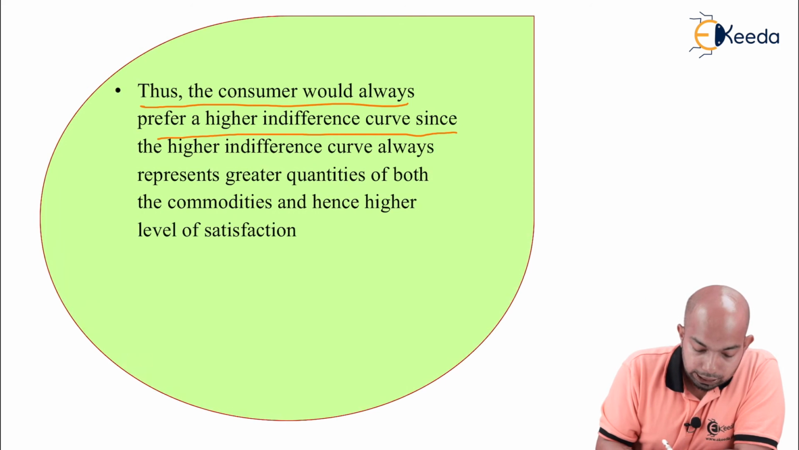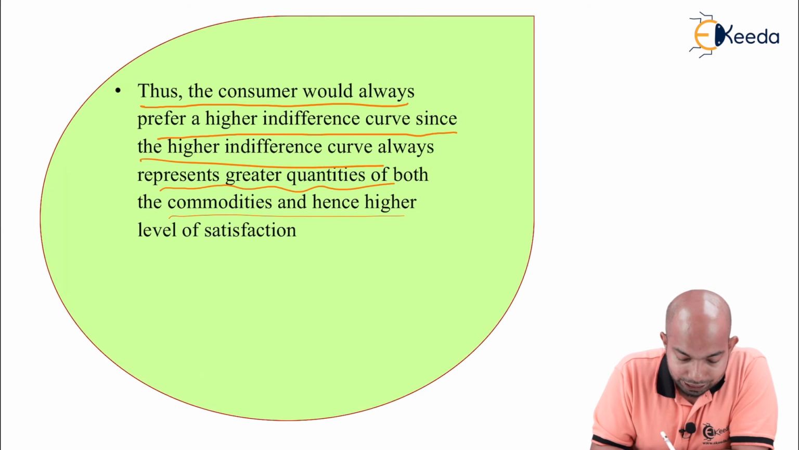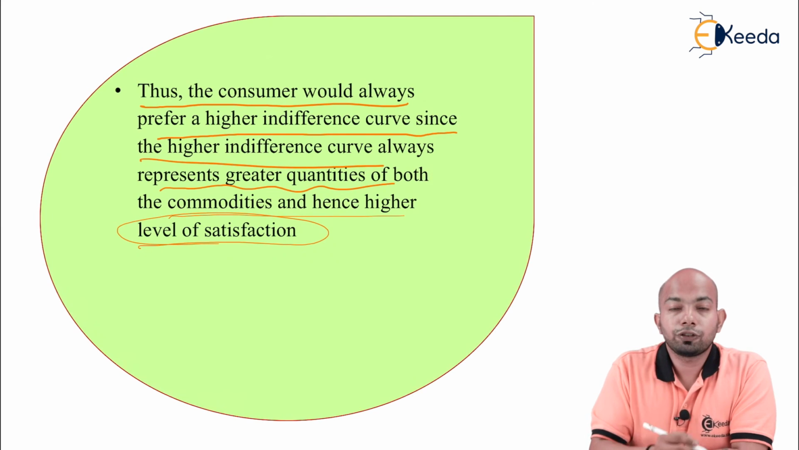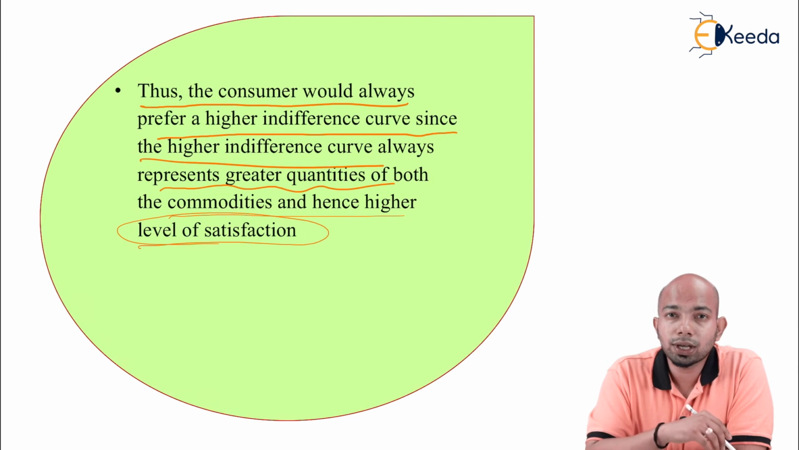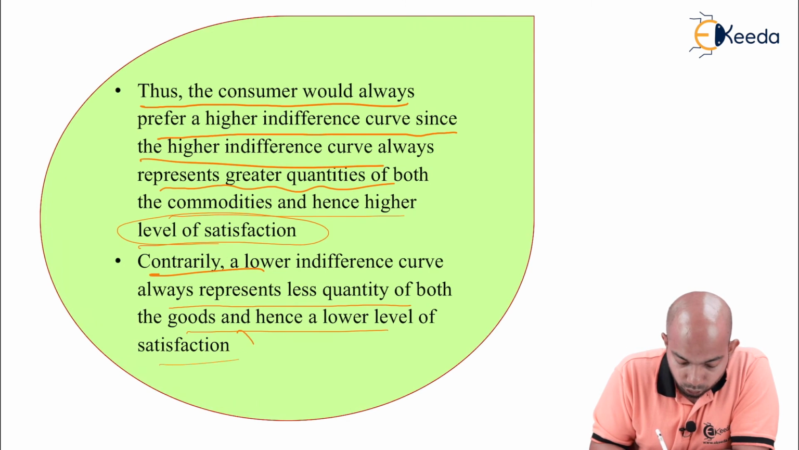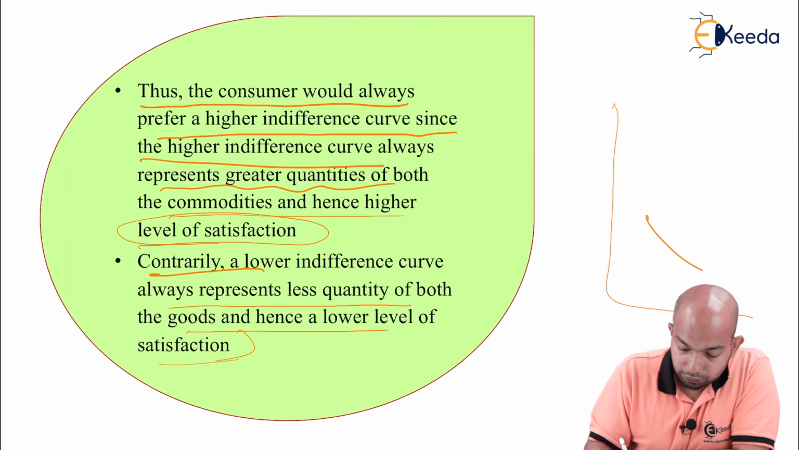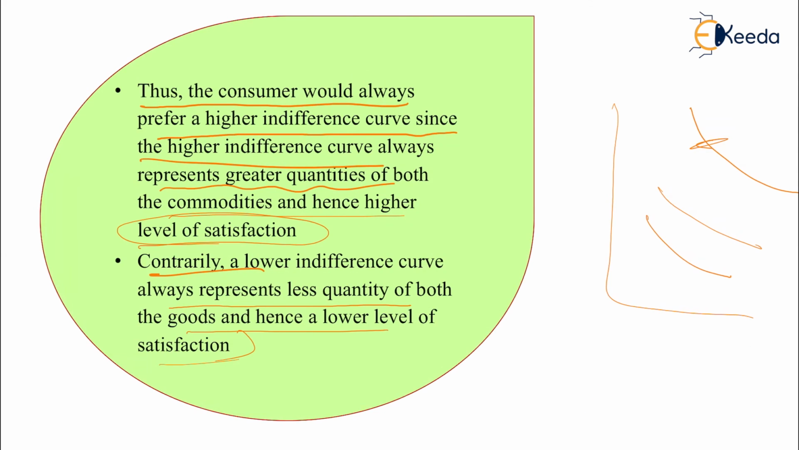Since the higher indifference curve always represents greater quantities of both the commodities, it means a higher level of satisfaction. If you are getting more satisfaction with a higher quantity of goods being procured at the same time, why won't you choose that? Contrarily, a lower indifference curve always represents less quantity of both the goods and hence a lower level of satisfaction. So if this is the lower satisfaction curve, this is the medium, this is the higher, and you compare this with this, of course here you're getting more of both goods. So probably this is Y and this is X.